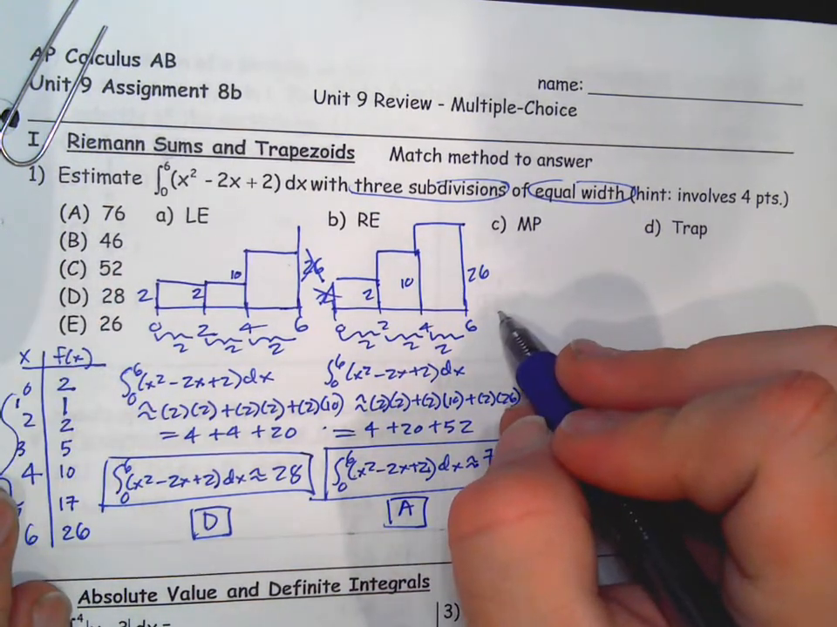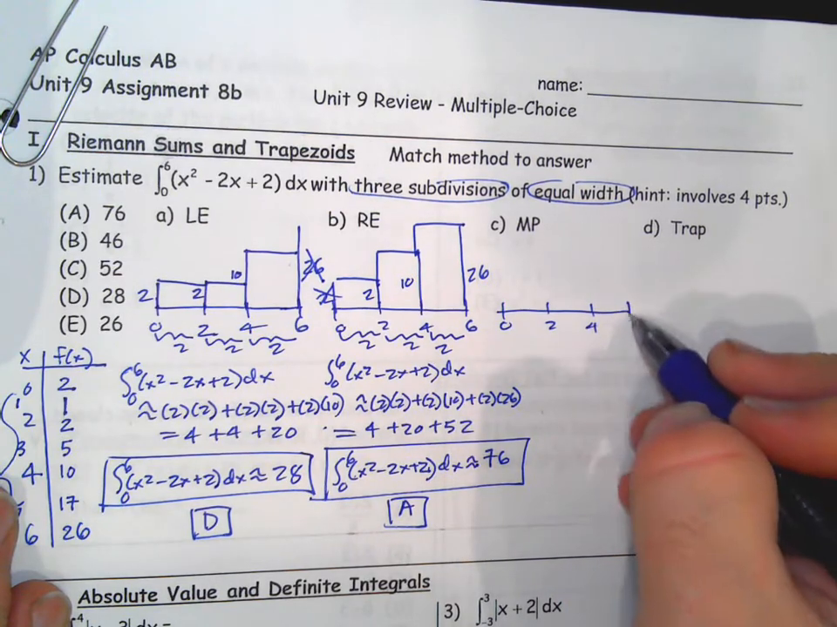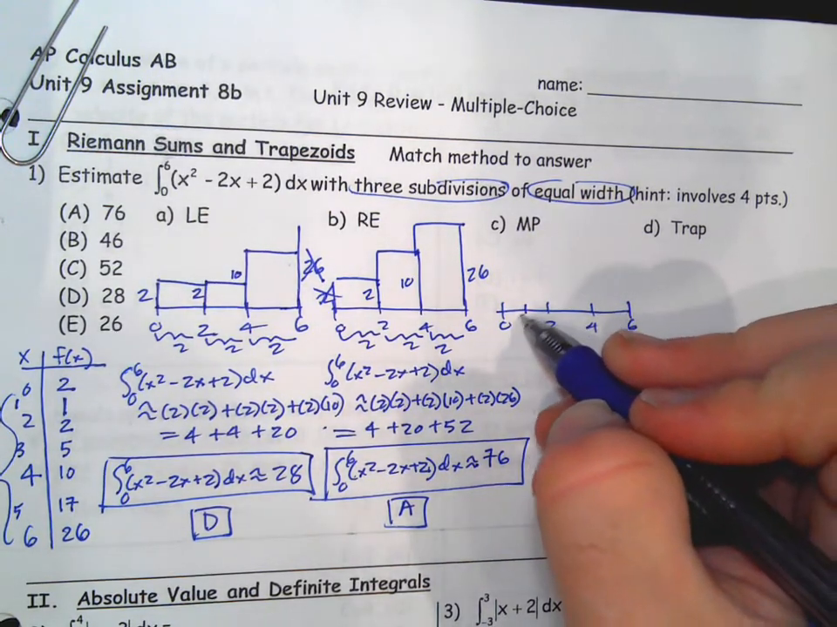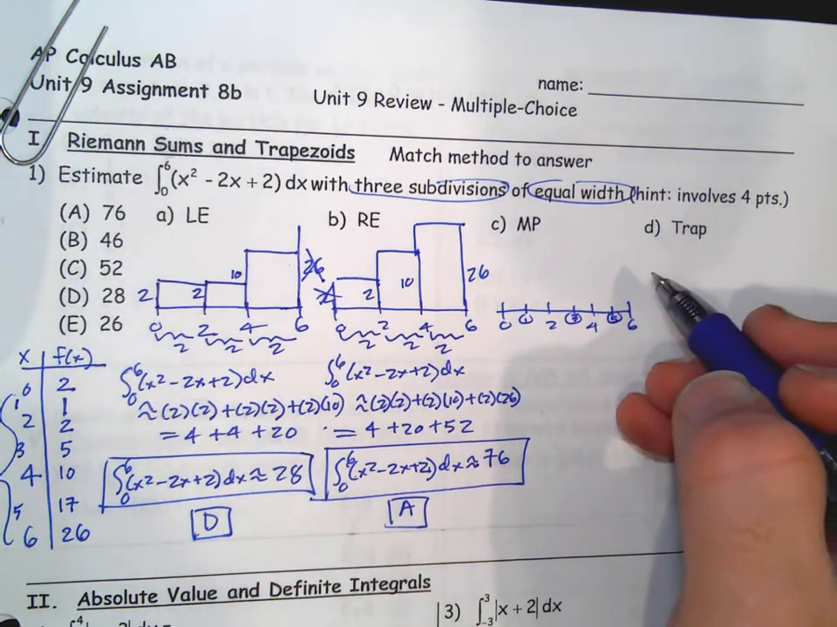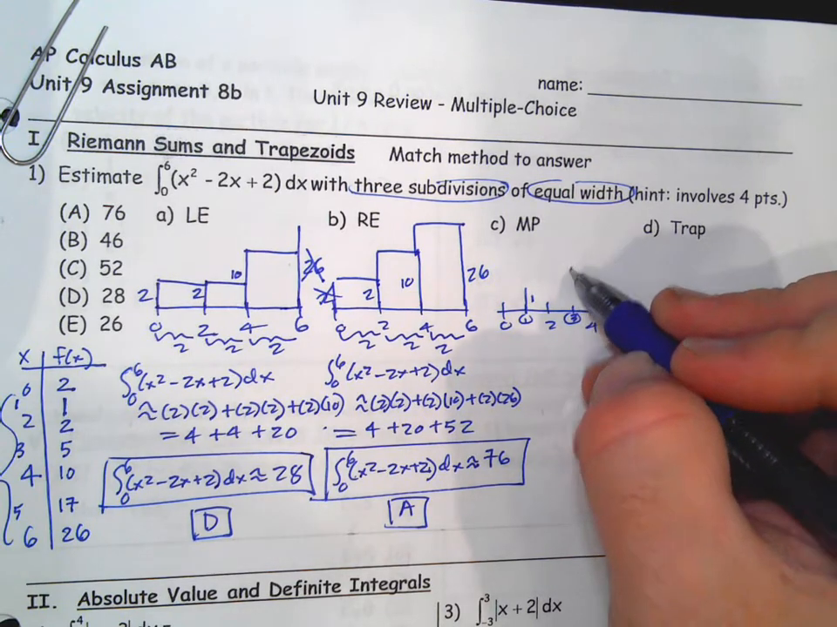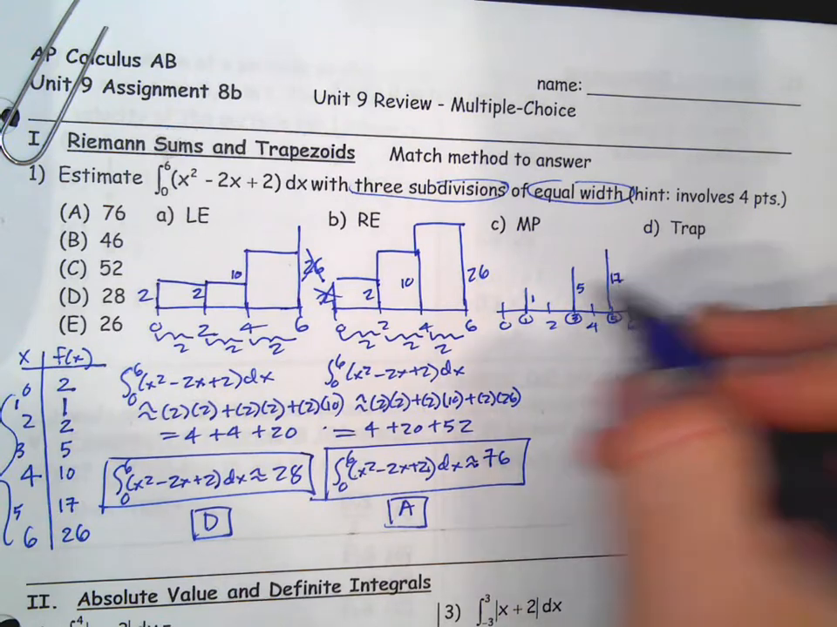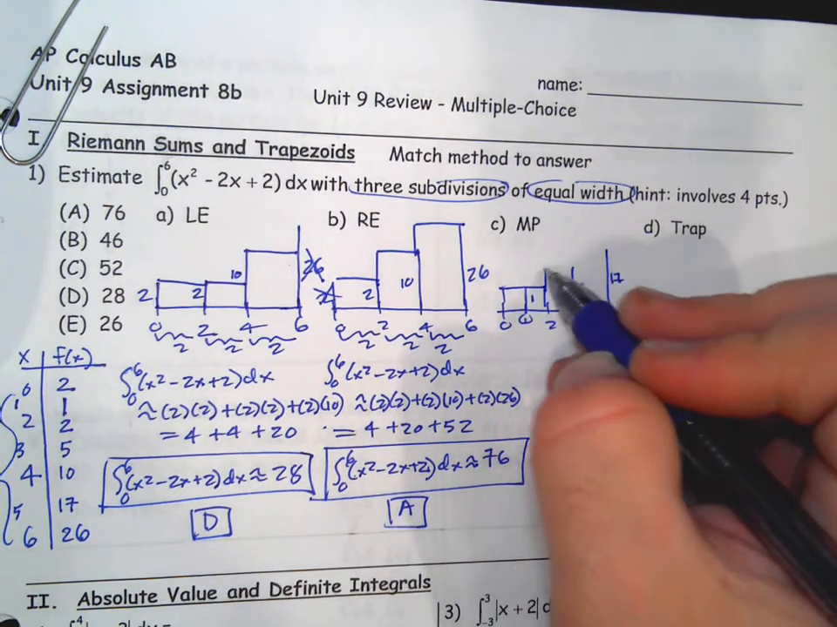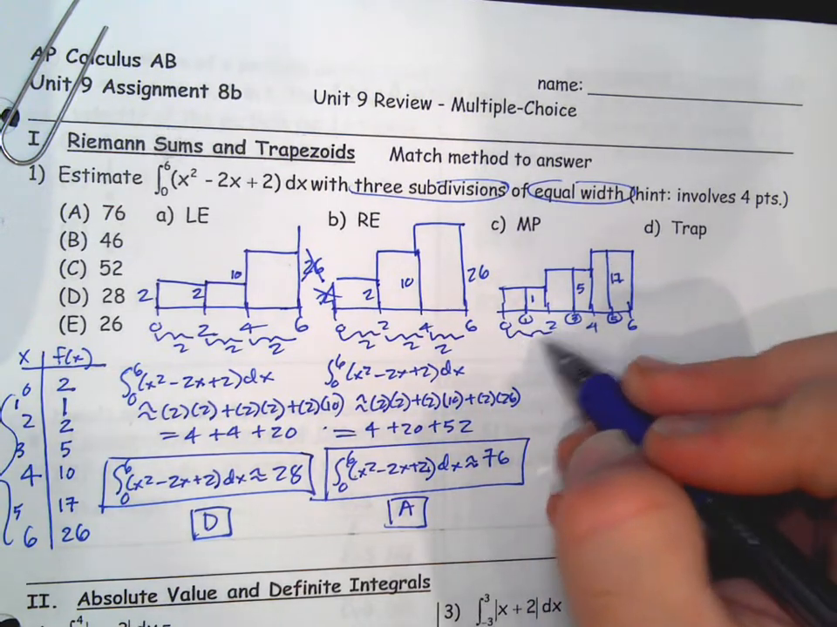Okay, next one's midpoint. 0, 2, 4, 6, but we need the halfway points: 1, 3, and 5. We've got to use those as the height. So 1 is 1, 3 is 5, and 5 is 17. It's 3 rectangles. We use the middle as the height. Bases are still 2 each.